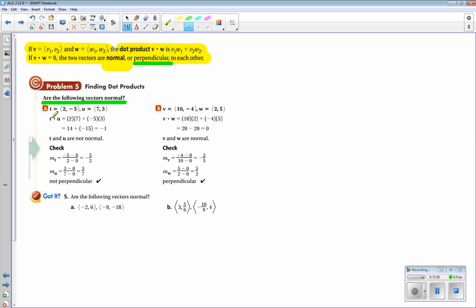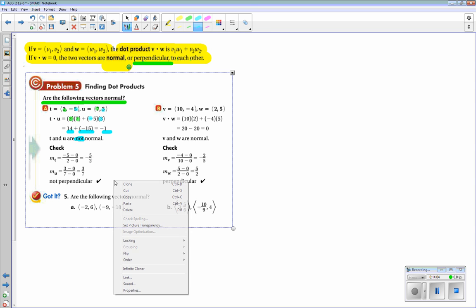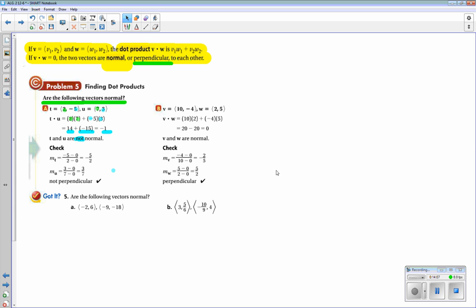So you go find the dot product. So 2 times 7 plus negative 5 times 3. So that's 14 plus negative 15, which is negative 1. They are not normal because it does not equal 0. So you can check that by finding the slope between the 2 points, finding they are not perpendicular. All right, so let's try that on our own vectors.